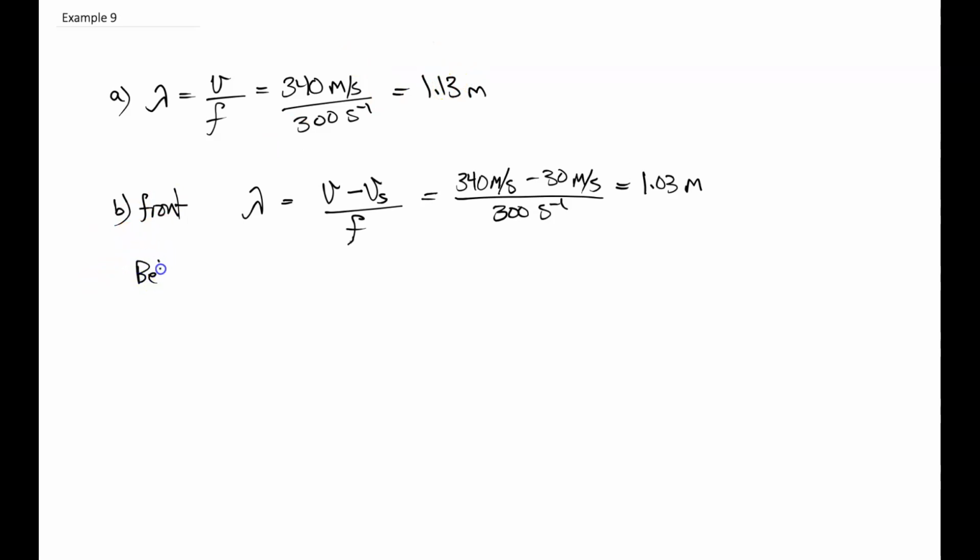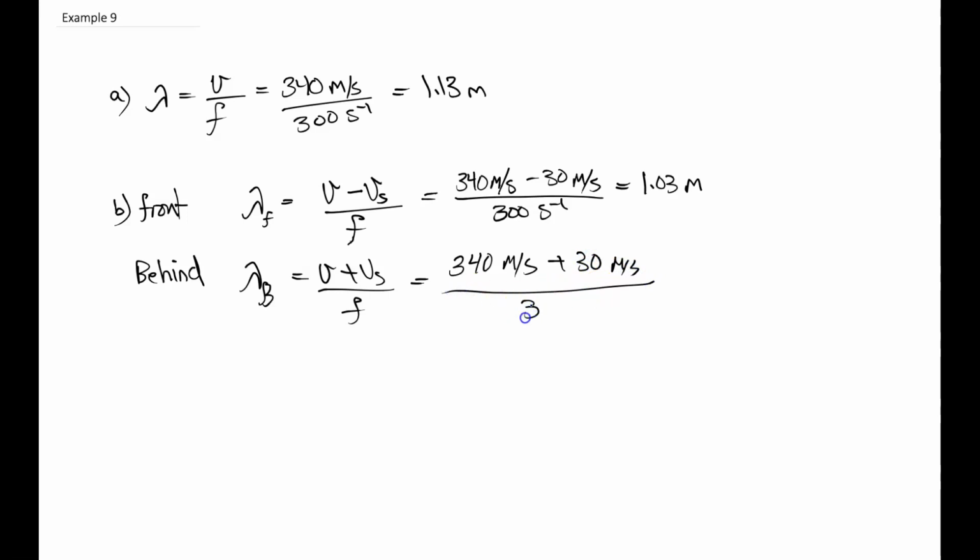And if it's behind, let's label this lambda front, lambda behind then would be V plus Vs over F. So we can get 340 meters per second plus 30 meters per second over 300 hertz, which is 1.23 meters. So your at rest wavelength has to be somewhere between the front and behind.